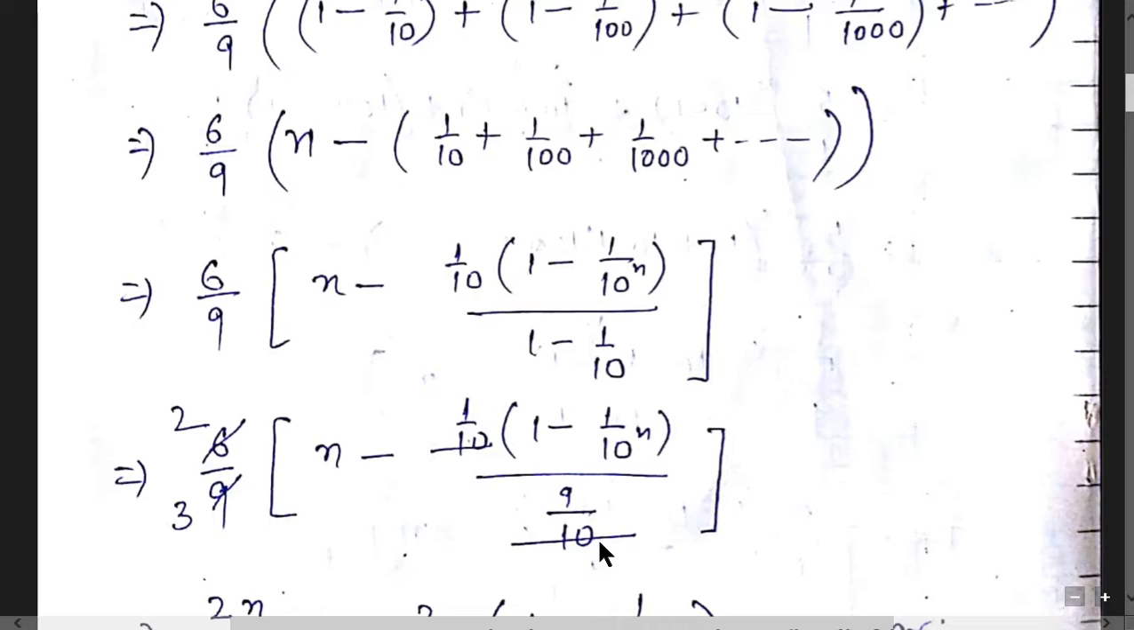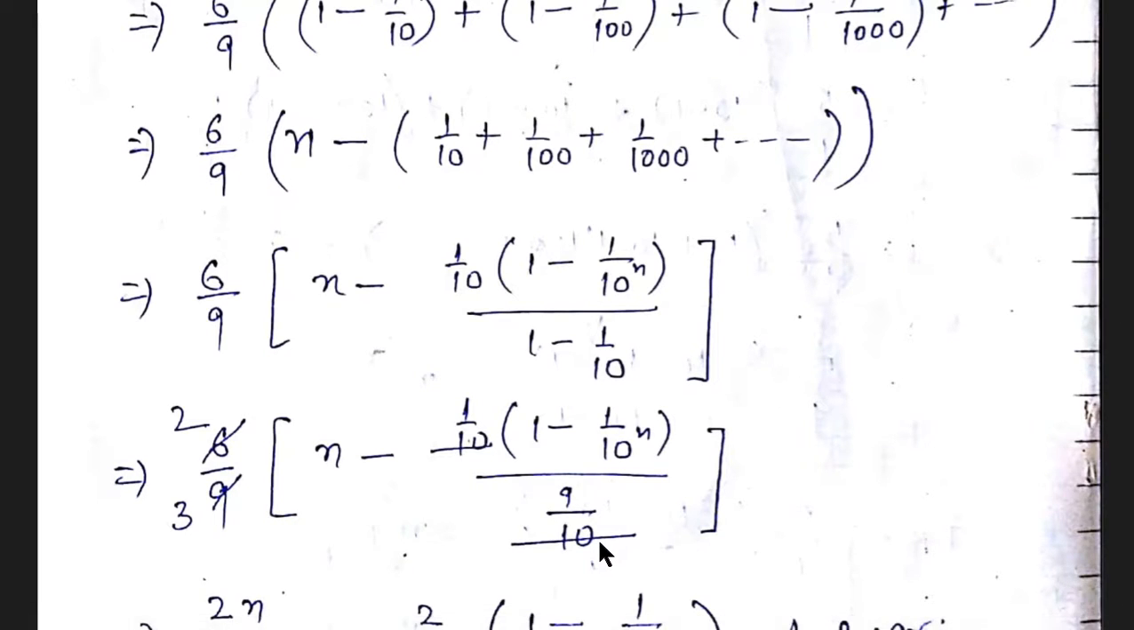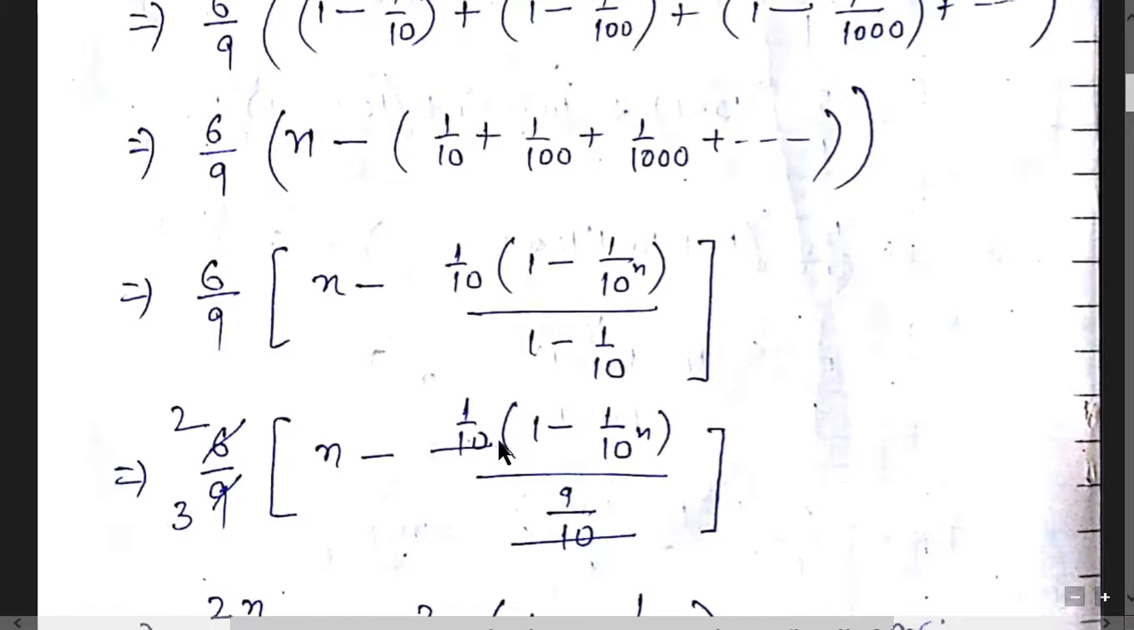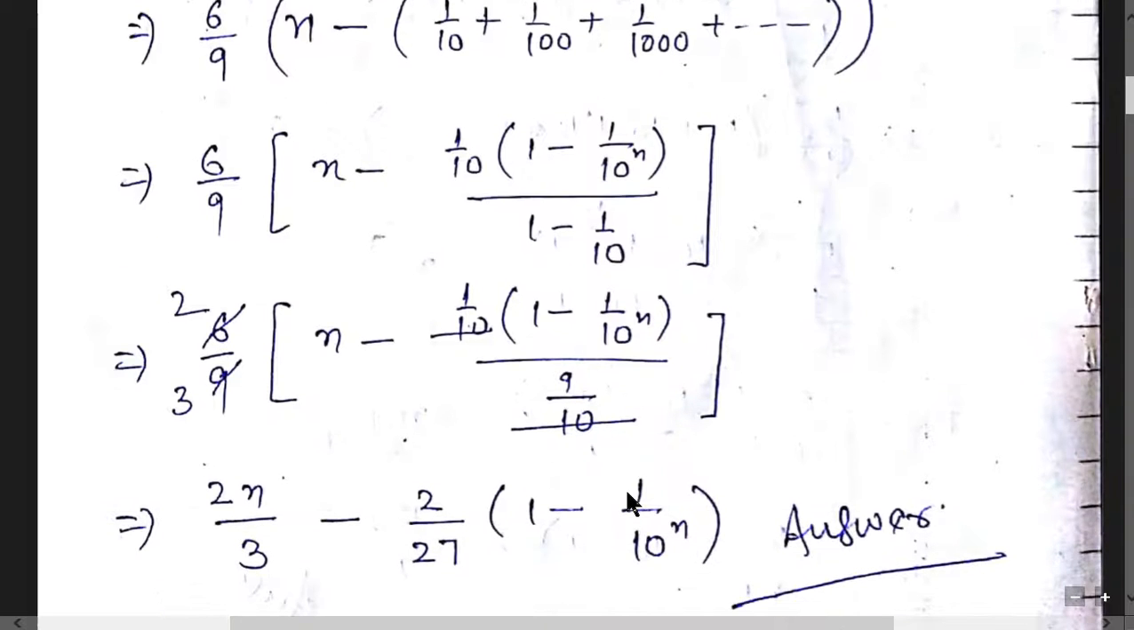Here it becomes 9 over 10, then 10 can be cancelled with the denominator's term. You can write 1 over 9, 1 minus (1 over 10) raised to power n, and outside 6 over 9. When we cancel these terms, you can obtain 2 over 3. Now 2 over 3 multiplied by n is 2n over 3, and 2 over 3 multiplied by 1 over 9 is 2 over 27, and inside the bracket you can write 1 minus (1 over 10) raised to power n.